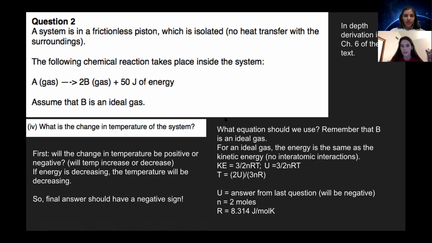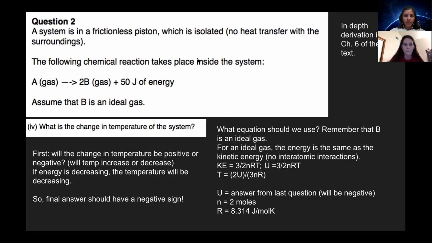And if you want a more in-depth derivation of how you get the kinetic energy of an ideal gas, there's a box in the book that's a pretty good resource for that. It goes pretty in depth into why that is. And I think that's it for this question. Does anyone have any questions?